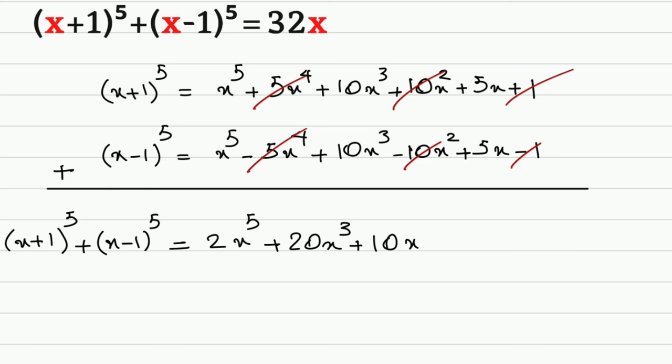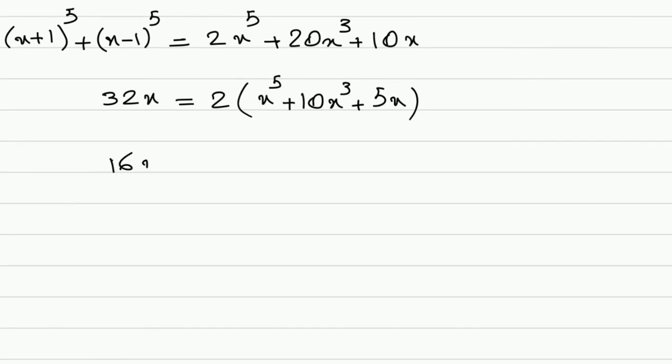Now let's replace the left side, (x + 1)^5 + (x − 1)^5, with 32x, as the question itself says. And here we factor 2, we have x^5 + 10x^3 + 5x. Divide both sides by 2. No rush, there's no competition here. We're just taking solid steps and enjoying the process.